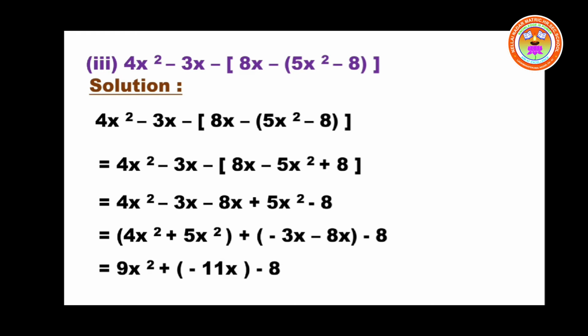When you are adding, the same sign is there. So if you add, you will get the minus sign only. So 8 plus 3, you have to add it. You will be getting −11x because both numbers have the negative sign. Then −8 is the constant term. So your final answer is 9x² − 11x − 8.